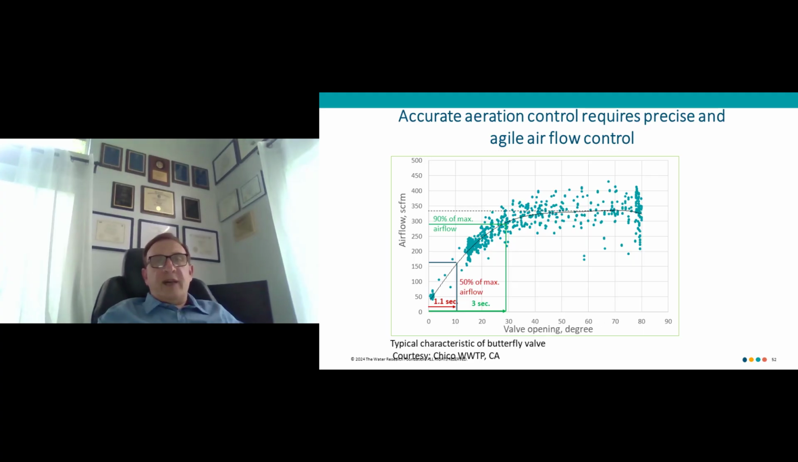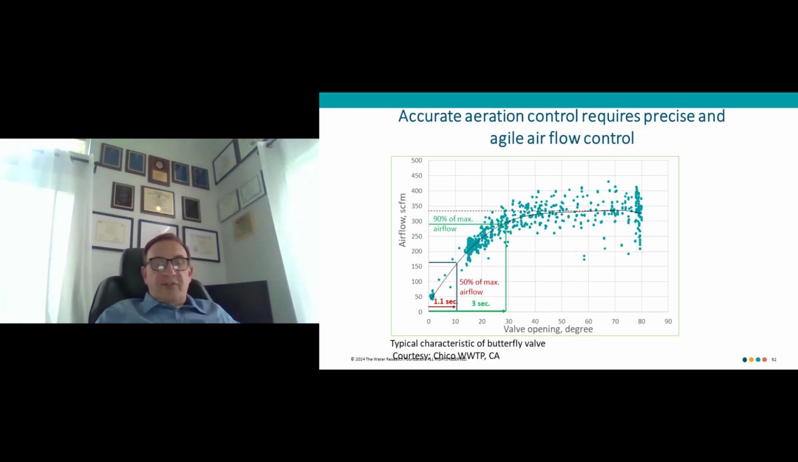Valves are usually moved by quarter-turn actuators. Moving a valve from fully closed position to fully open position usually takes between 15 and 20 seconds. As you can see from this slide, it takes 1.1 seconds to reach 50% of maximum flow from zero. It takes less than 3 seconds to reach 90% of maximum flow. So indeed, this valve has highly nonlinear characteristics.